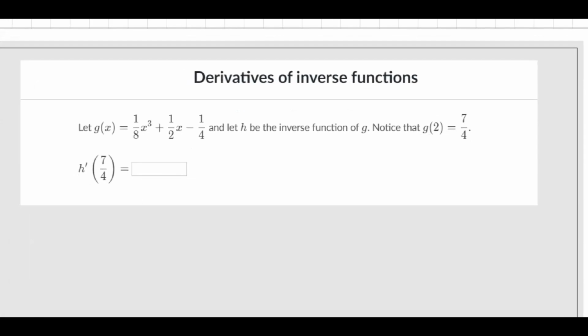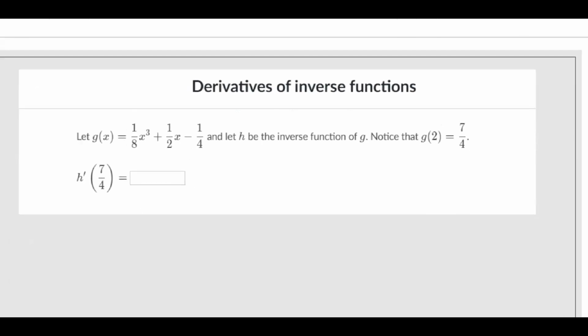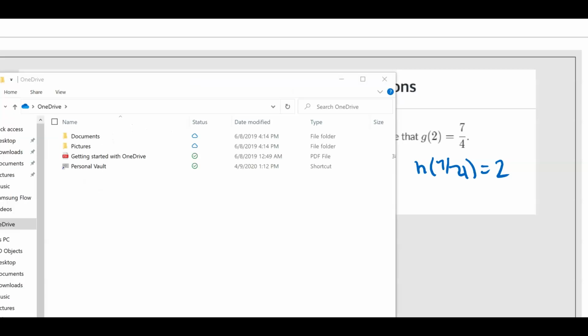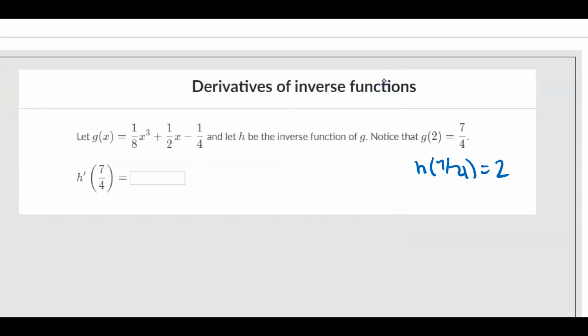So derivatives of inverse functions, if you recall the derivative of the inverse. It says let h and g be inverses of each other. So if g of 2 is equal to 7/4, that means that h of 7/4 is equal to 2. So basically whatever the range is of the original becomes the domain of its inverse. So if you want to find h prime of 7/4, that is really like saying you want to find 1 over g prime of 2.